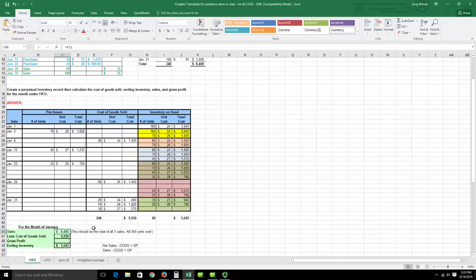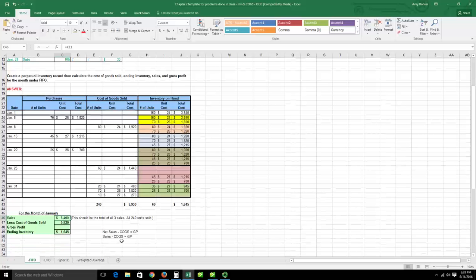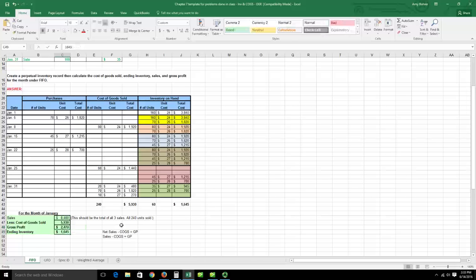So I plug that in down here, $8,400 minus what those 240 units cost me, right? I calculated as we were going through what those 240 units cost me. And we said those 240 units cost us $5,930. And we can use the formula that we've already learned, sales minus cost of goods sold equals gross profit, to come up with our gross profit. So if our sales are $8,400 and we subtract out $5,930 from our cost of goods sold, that'll give us our profit that we earned.